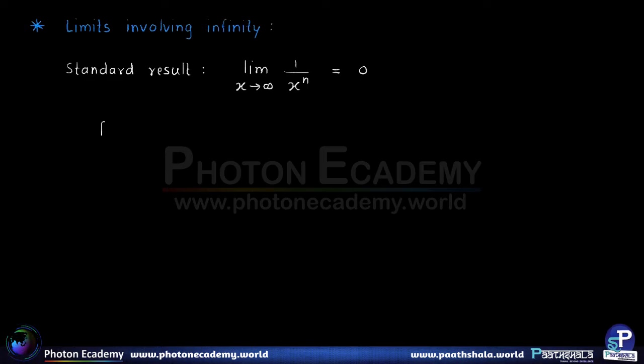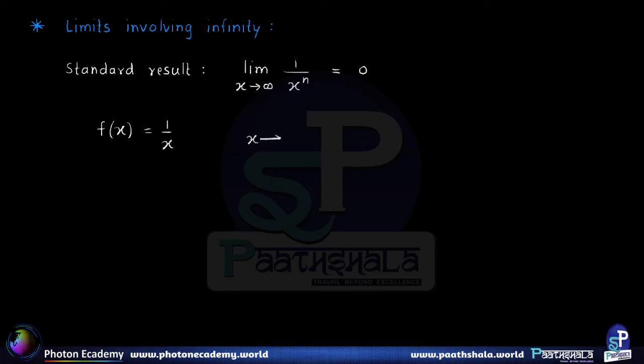Now if you take a simple function, say f of x equal to 1 upon x, we see that x is in the denominator. If this denominator x increases without any bound, that means if x approaches infinity, 1 upon x will obviously become smaller and smaller and smaller. So therefore that particular quantity will tend to 0.